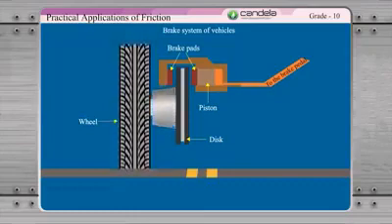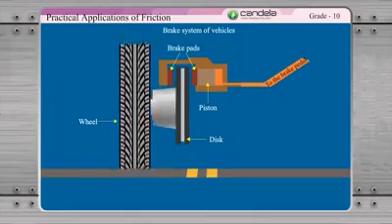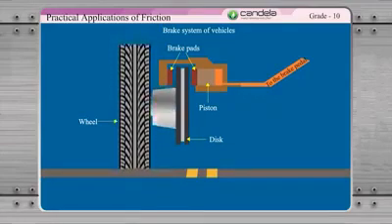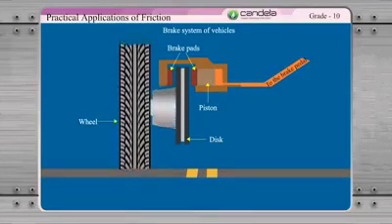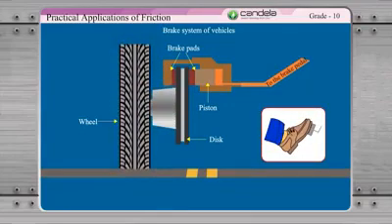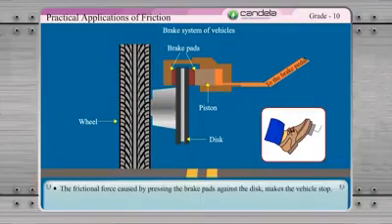Friction is used in a vehicle's brake system as well. When the wheels of the vehicle are moving, the discs attached to the wheels also rotate with them. When we push the brake pedal, the brake pads press the discs attached to the wheels, making the vehicle stop. The higher friction between the brake pads and the disc helps the moving vehicle come to rest.